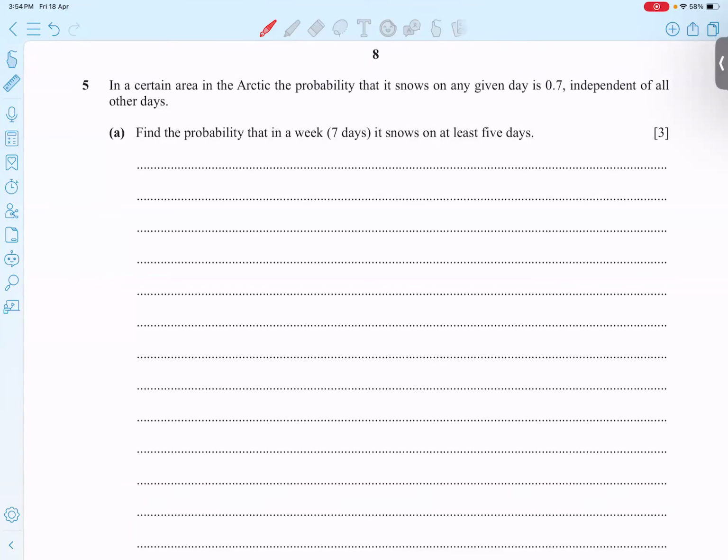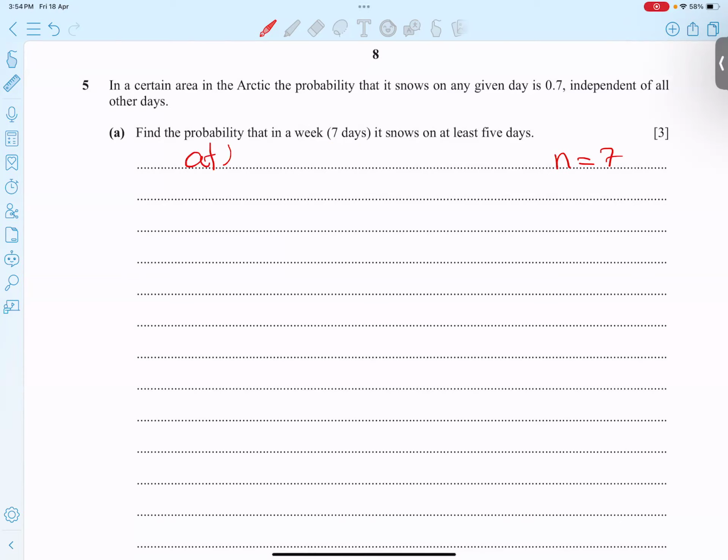Question number 5. We have a certain area in the Arctic, and the probability that it snows on any given day is 0.7, independent of all other days. So let's see how we can do that. What is he demanding from us? Find the probability that in a week of 7 days it snows on at least 5 days. So it means a total period of 7 days, and he talks about at least 5 days.